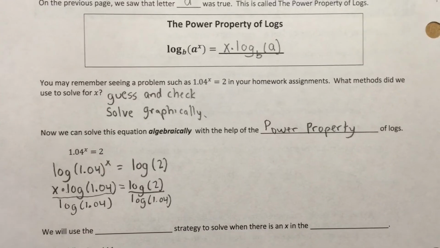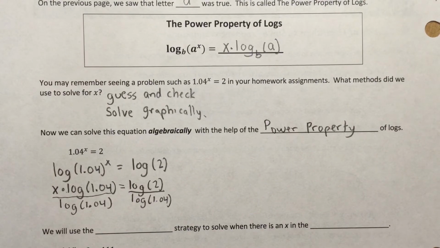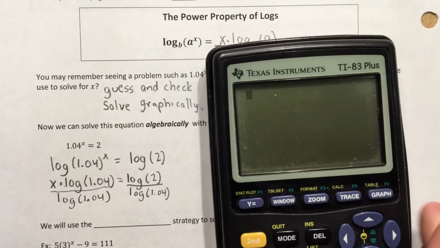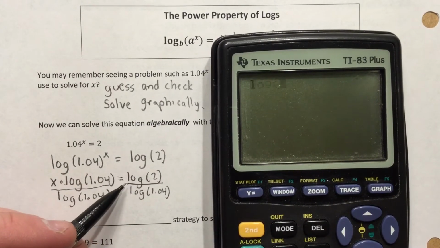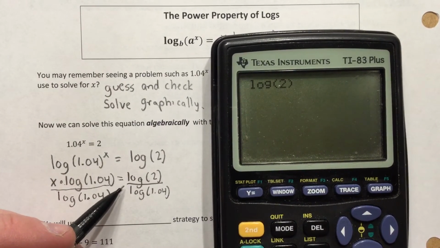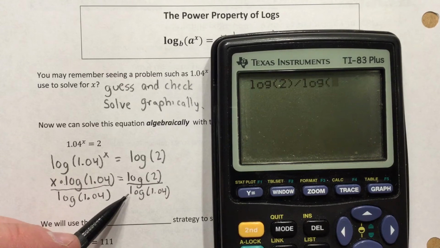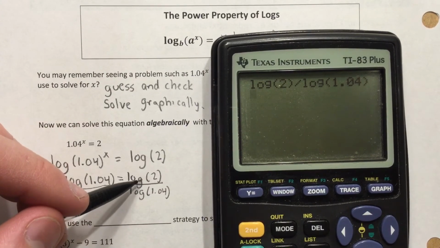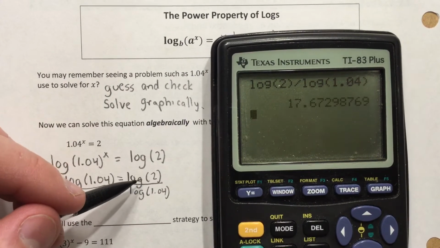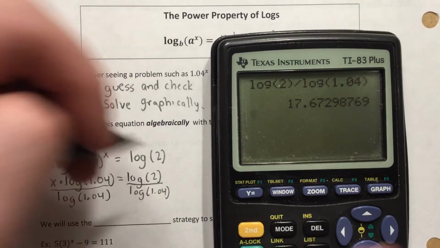So to get your answer, you're just going to take your calculator and type log of 2 and divide it by log of 1.04. And again, this would be log base 10, and you could really do log of any base. It's just that log base 10 is the easiest to type in your calculator.